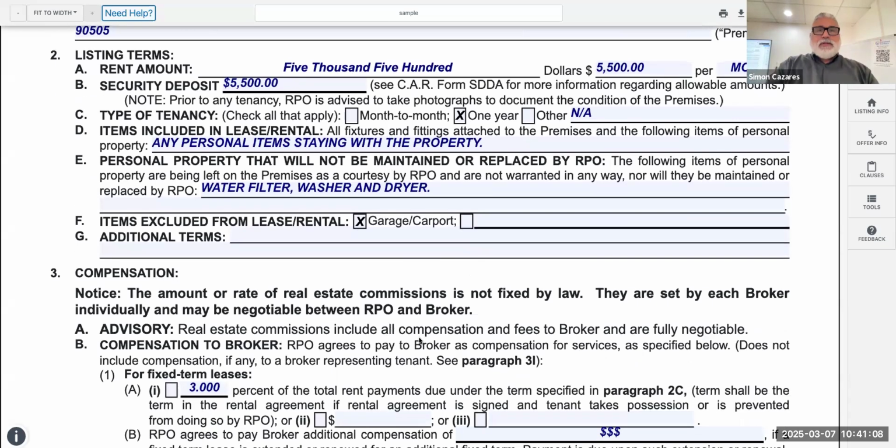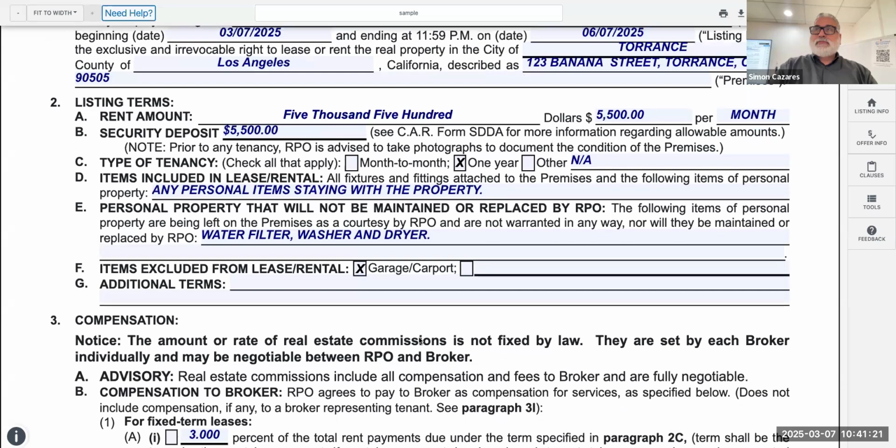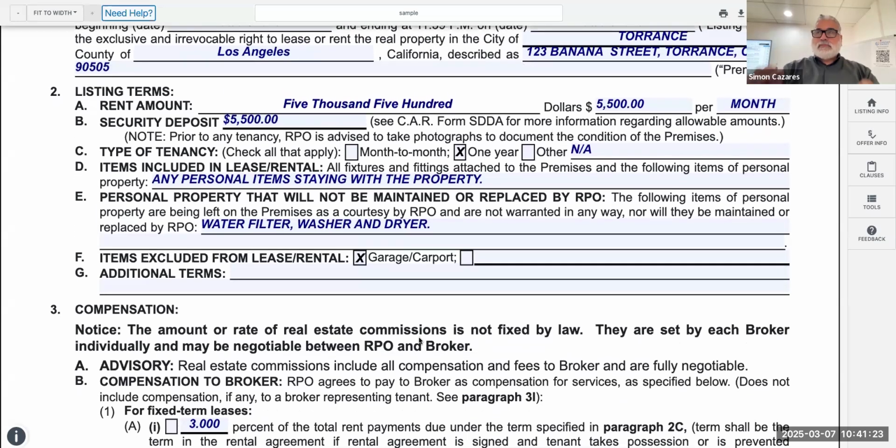Which ones are in 1 month, 2 months, or 3 months? Say again. I think they said only 1 month in California. Yeah, that's correct. The State of California is a real stickler when it comes to security deposit. So it's only 1 month of security deposit.